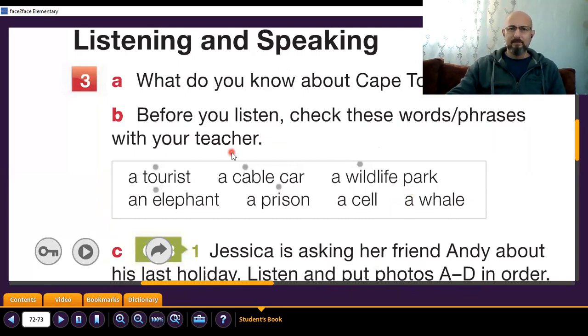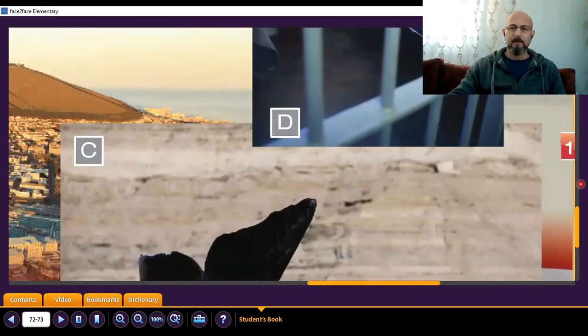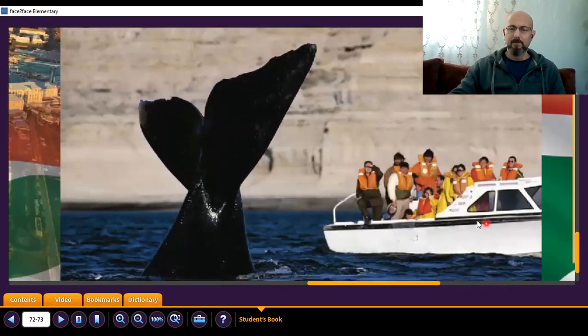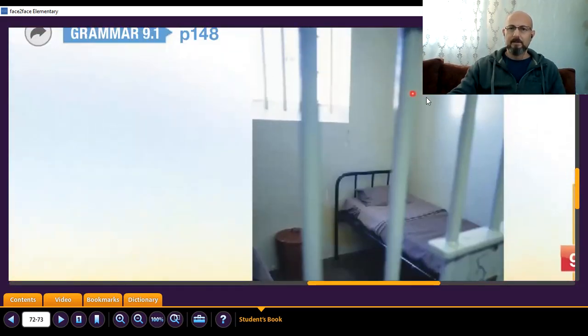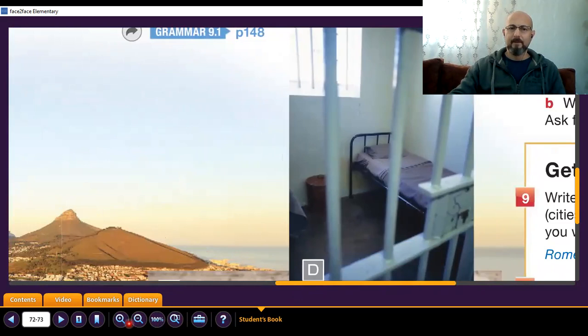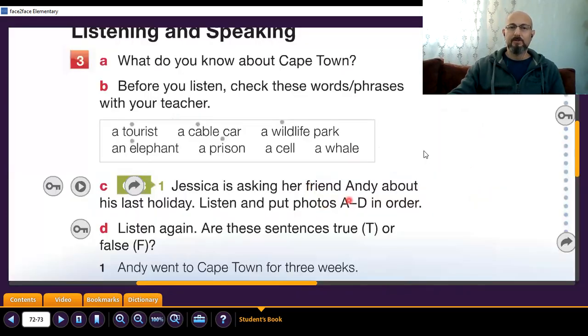So before we listen, okay, we'll check these words. Tourists, a cable car, a wildlife park, an elephant, a prison, a cell, a whale. So check these words in a dictionary, and here we have some of these words. For example, here we have an elephant, okay, and here this is a whale, the tail of a whale, and these people on a boat trip. And here this is a cell, a room in a prison. We call it a cell. Okay, a cell is something very, very small in your body, but again, it's a room in a prison. So you can check the other words in your dictionary.